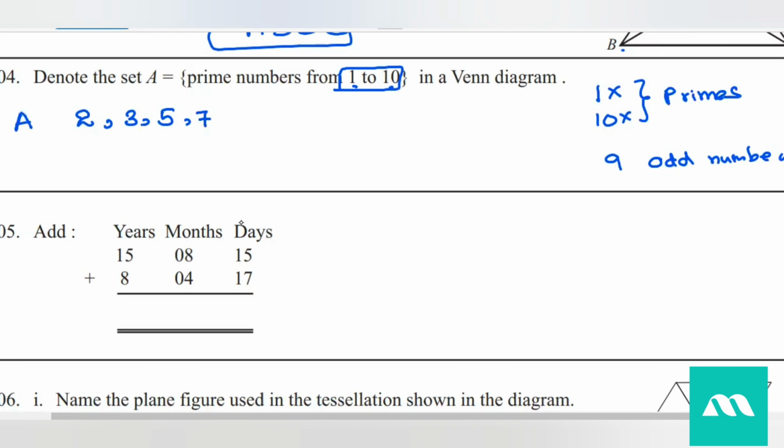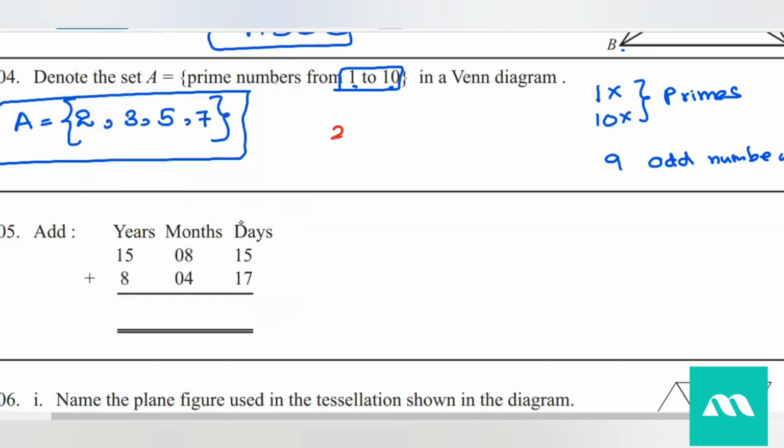Then it is better, you have to denote the set, then you have to write the set in set notation. If you have written like this, then you are given 2 marks.